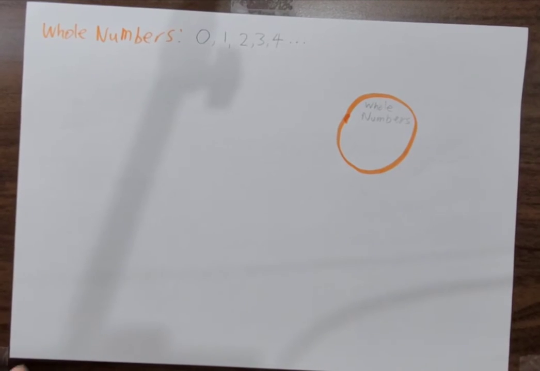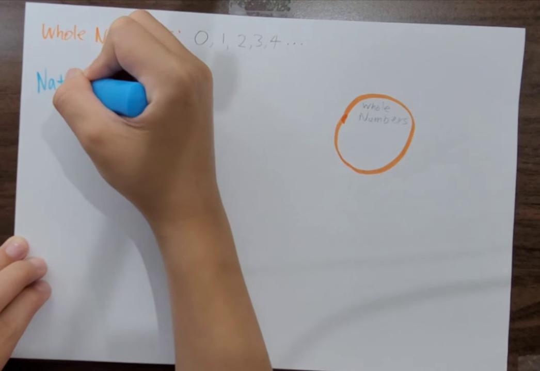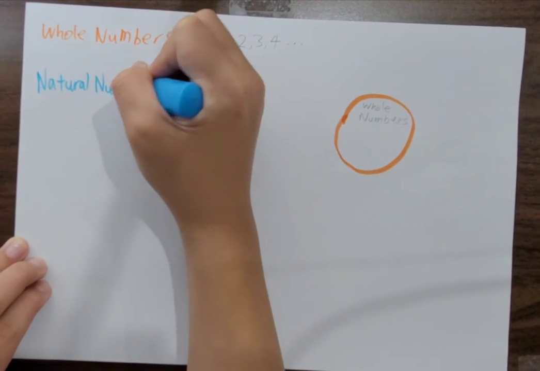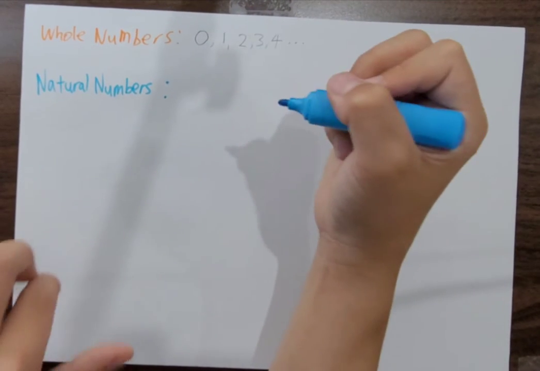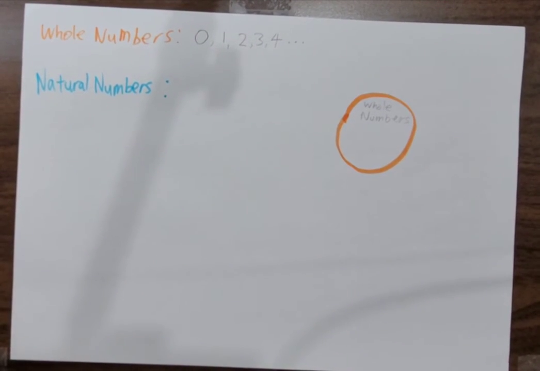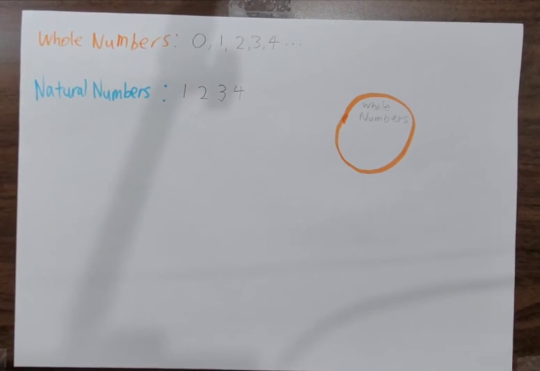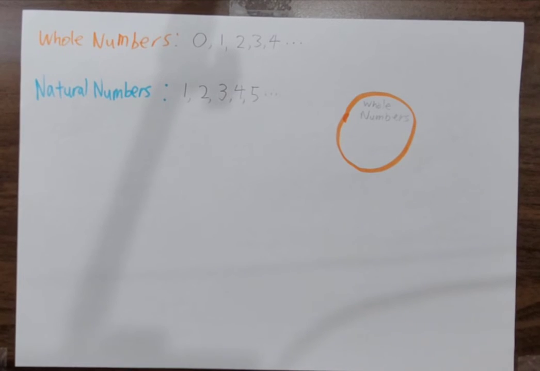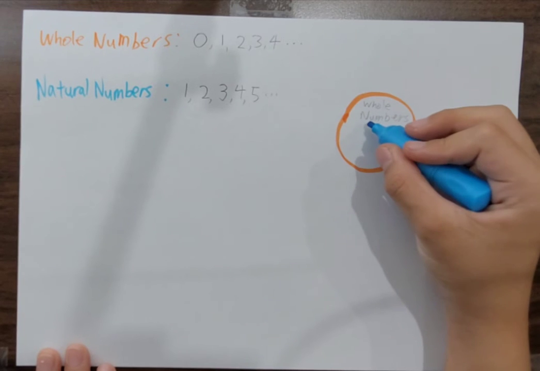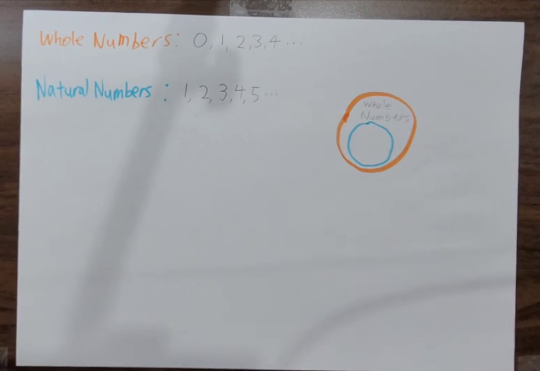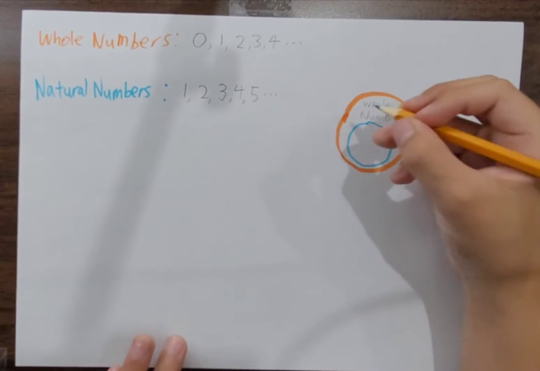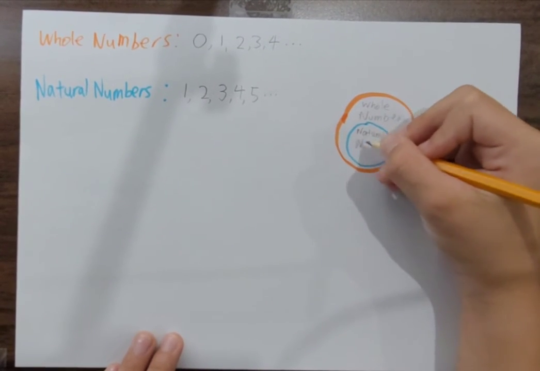Next up are the natural numbers. Now, the natural numbers are whole numbers from number 1 and up. And some teachers say that these are actually counting numbers. For example, 1, 2, 3, 4, 5, and so on. And as I said, these are counting numbers. And on the graph, it is going to be right inside the whole numbers. So these are the natural numbers.